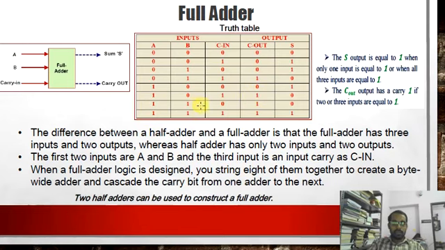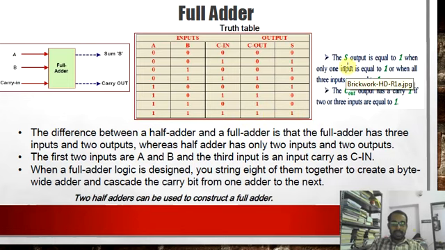Similarly, 1 plus 1 is 2, that is 10 plus 0, that is 2. That means sum is 0, carry is 1. In the final case, 1 plus 1 plus 1 is 1 1, so that is 1 1. So the sum is 1 and carry output is also 1.